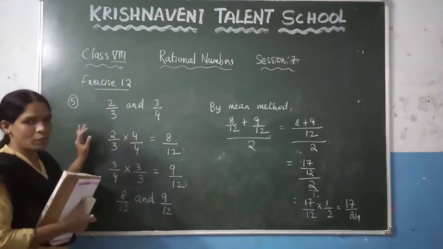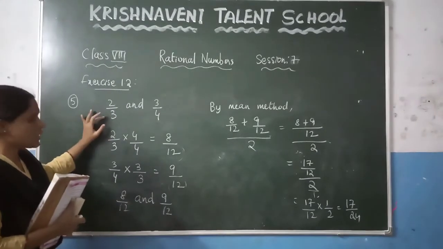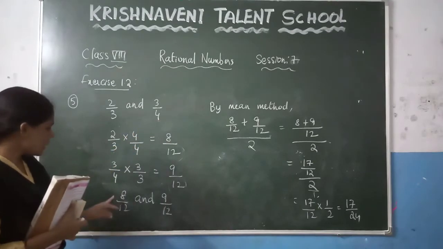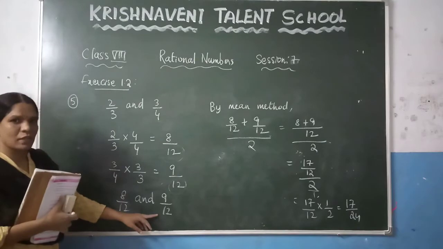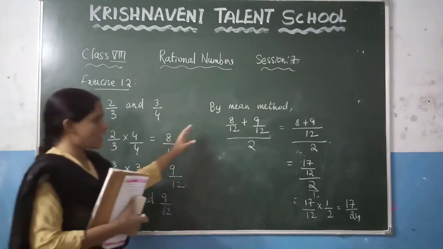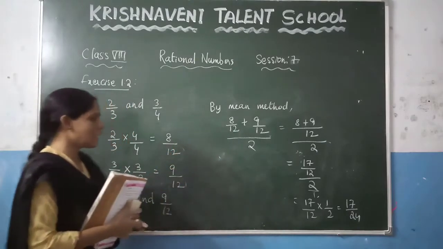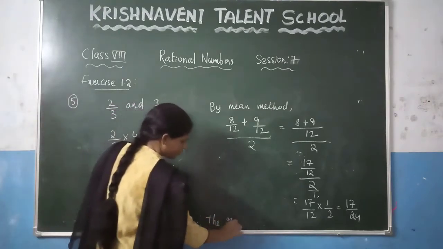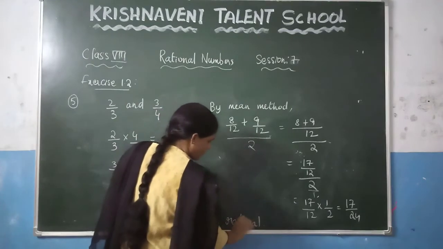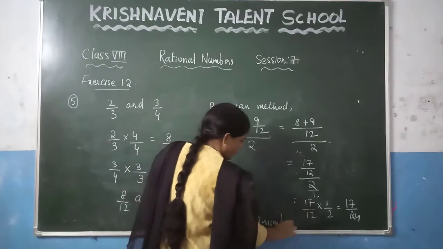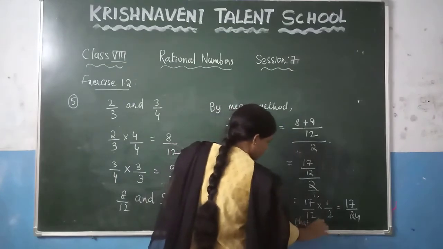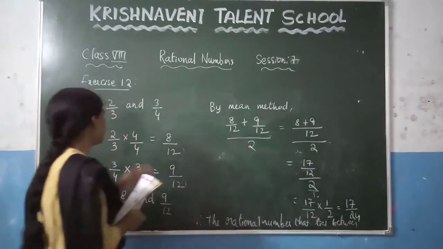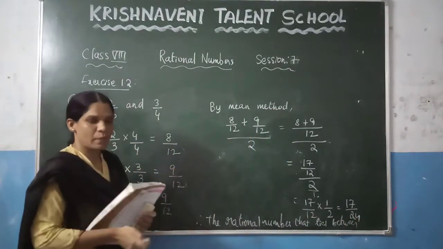What is our first step? First you need to make the denominators equal. To make the denominators equal, you multiply by the denominator of the other fraction. After that, the denominators are equal, and by using the mean method you can find the average of these two numbers. So finally, the rational number that lies between 2 by 3 and 3 by 4 is 17 by 24.